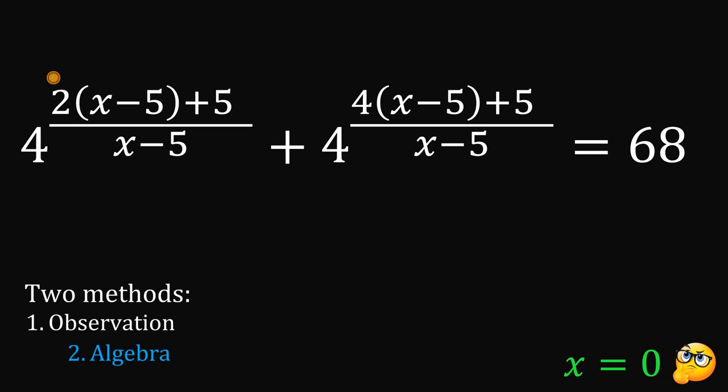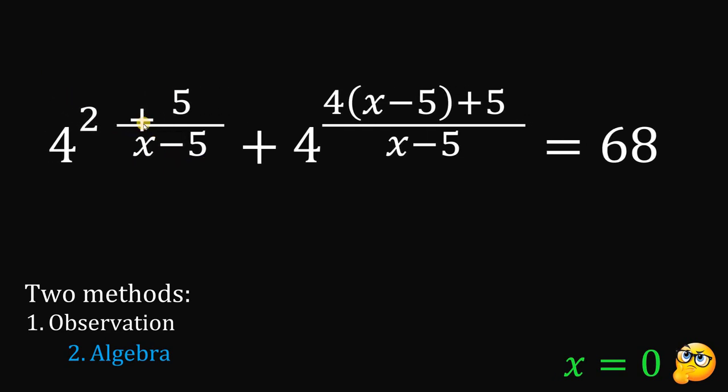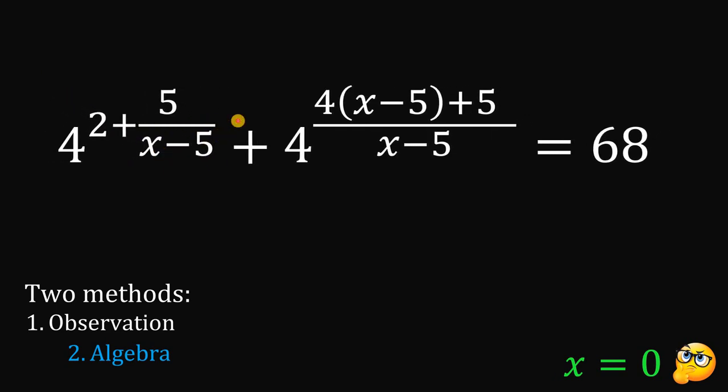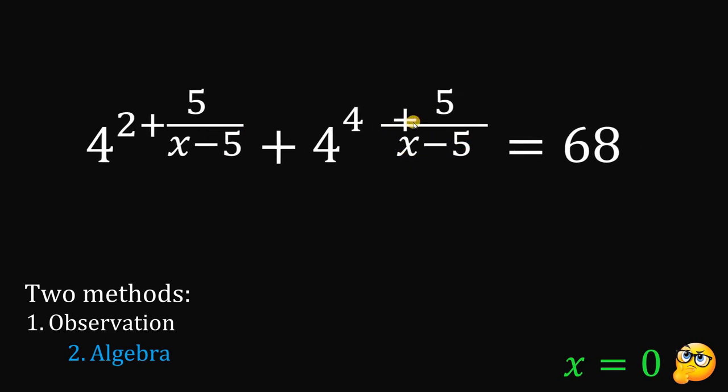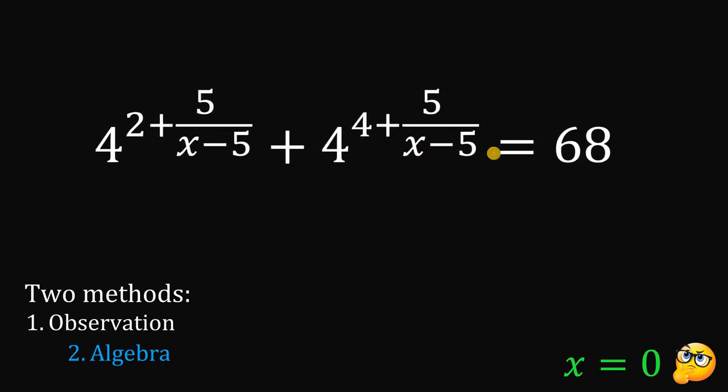And now, let's simplify. 2 times (x minus 5) plus 5, over x minus 5. If we simplify this, we get 2 plus 5 over x minus 5. Alright, now how about 4 times (x minus 5) plus 5, divided by x minus 5? This will give us 4 plus 5 over x minus 5. Now, from here, we will use some laws of exponents. If we have b raised to the power of a plus c, this can be written as b raised to the power of a times b raised to the power of c.